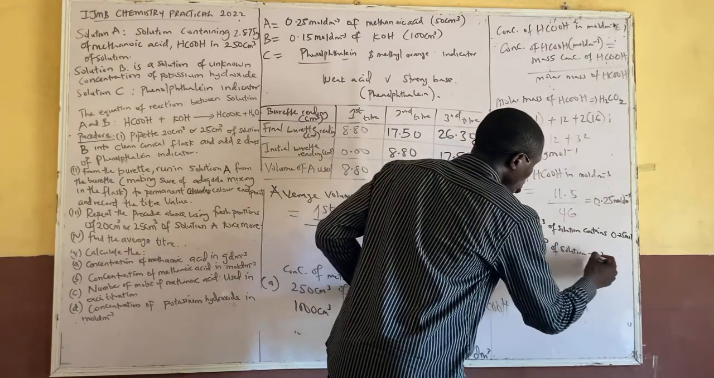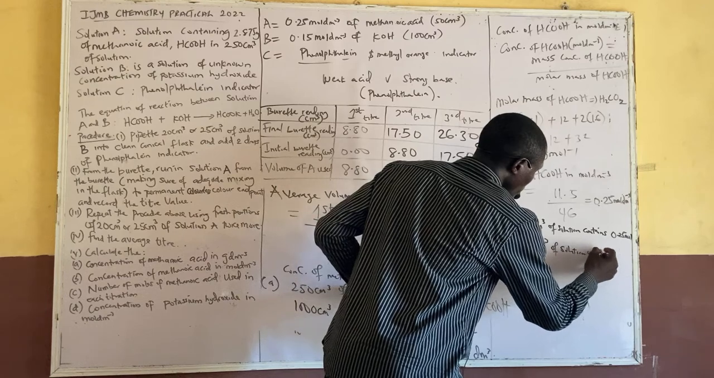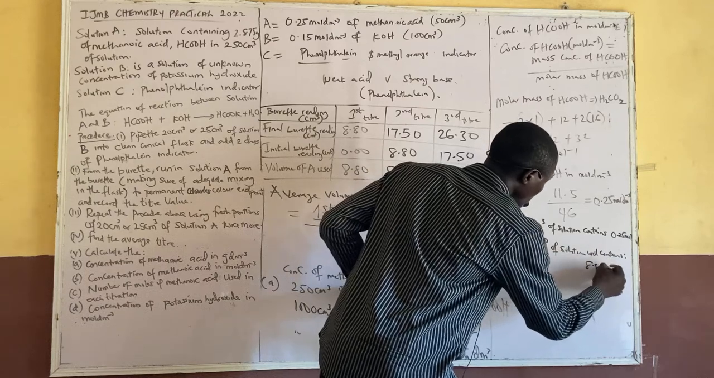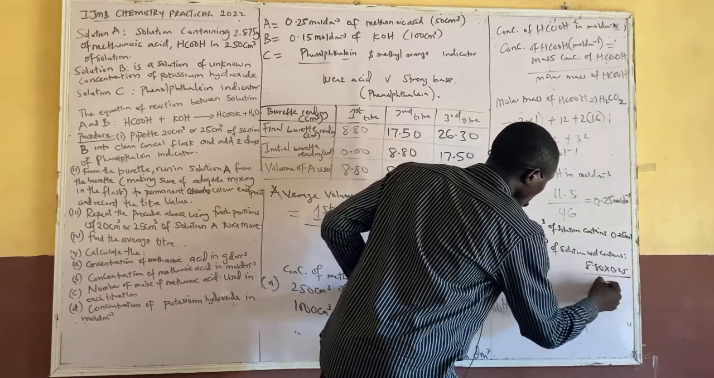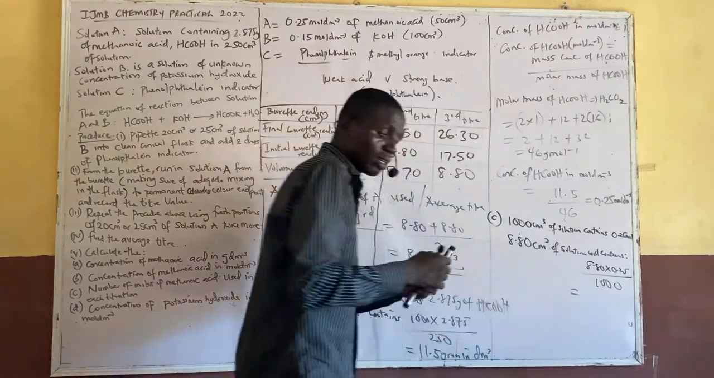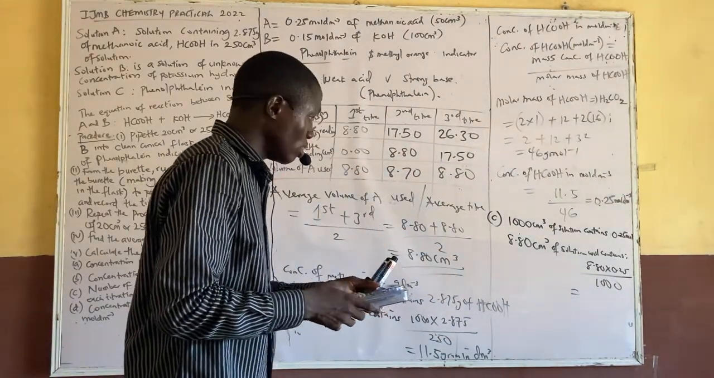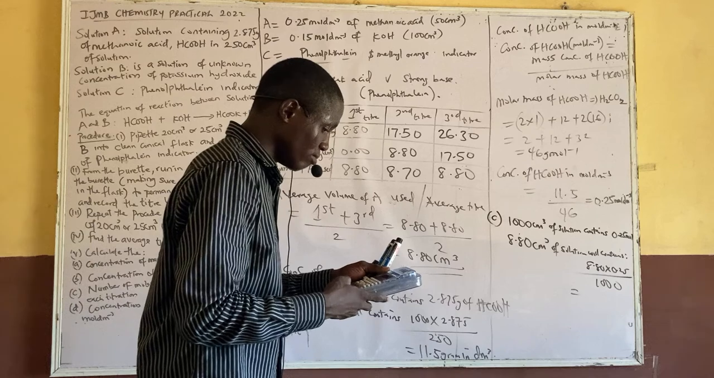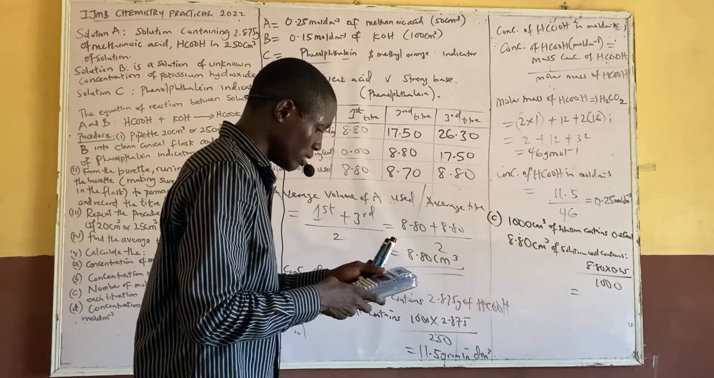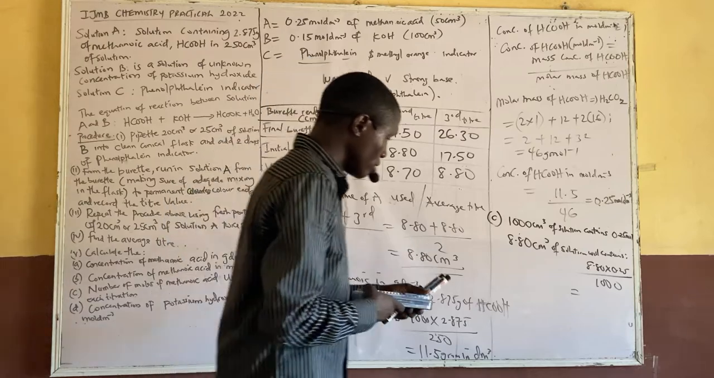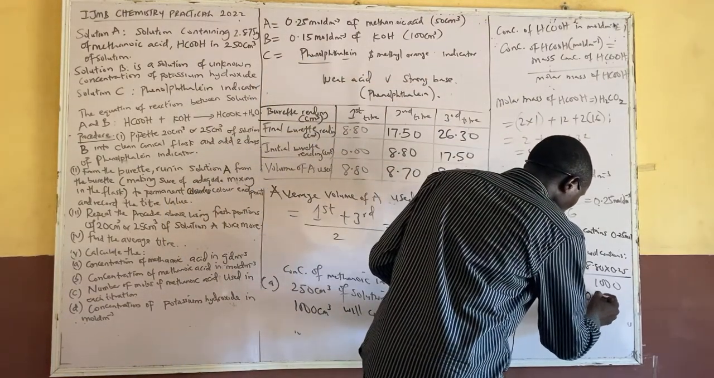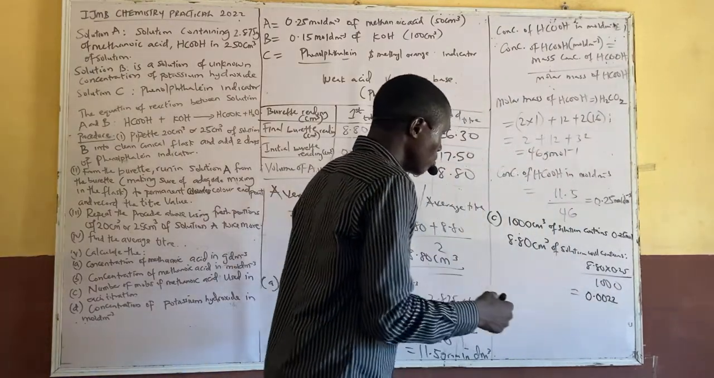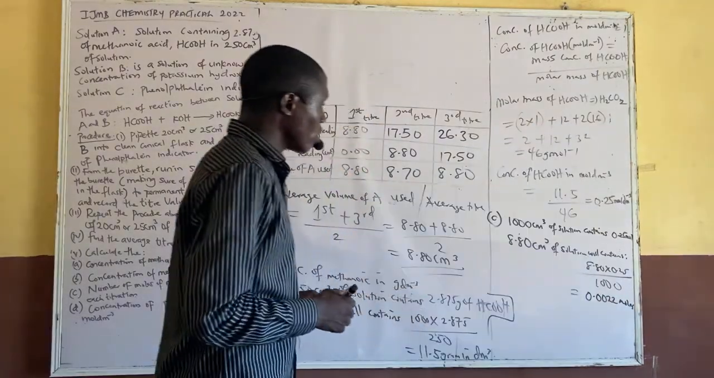So what does it contain? 8.80 times 0.25 all over 1000. So we calculate our number of moles in the titration: 8.80 times 0.25 divided by 1000. We have 0.0022 moles. So that's the moles.